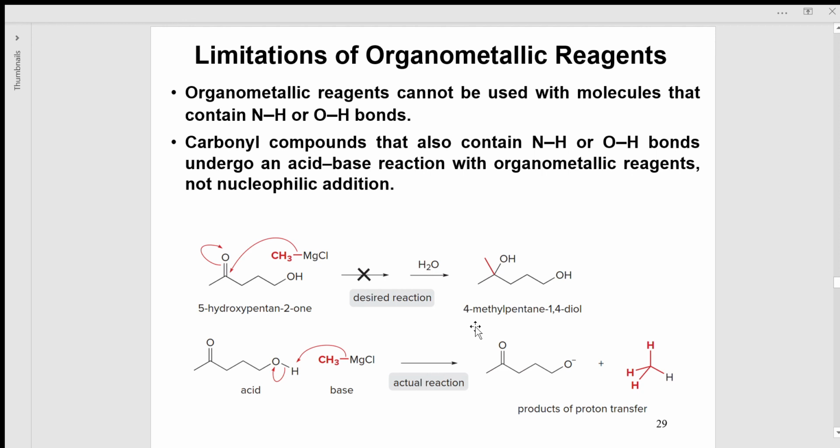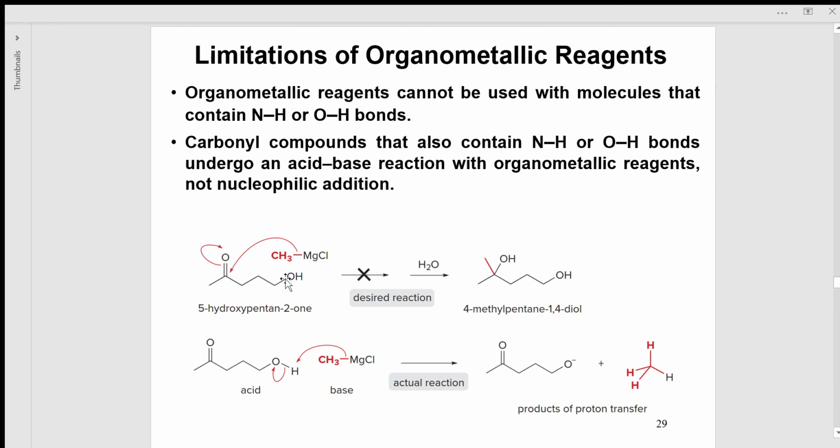Some limitations of this: the organometallic reagent reacts with the ketone. Well, this ketone is not a simple ketone. It's a ketone, but also an alcohol. If we just react this ketone alcohol molecule with the magnesium reagent, we cannot get the product from the magnesium reagent reacting with the ketone.